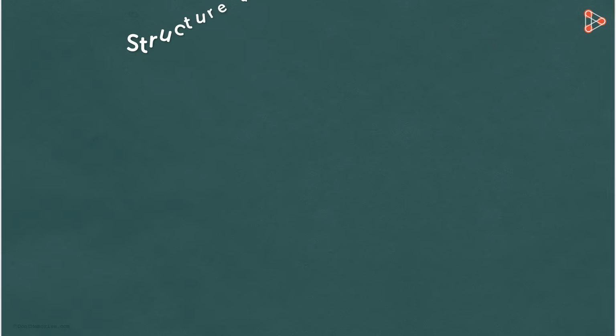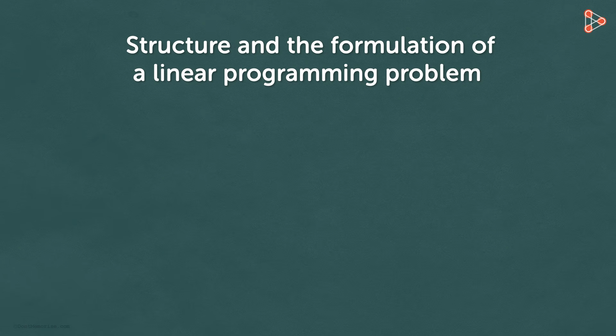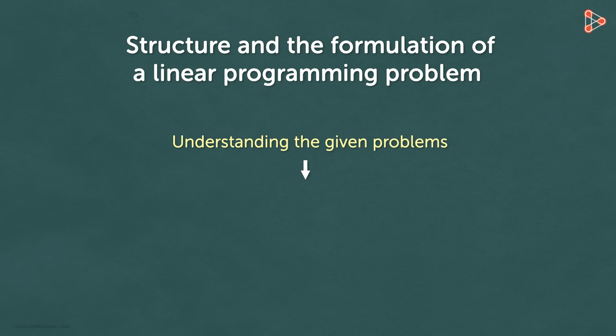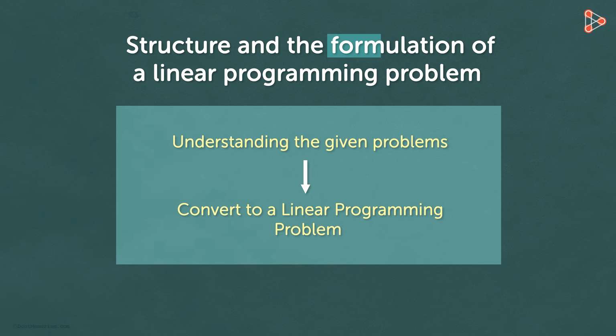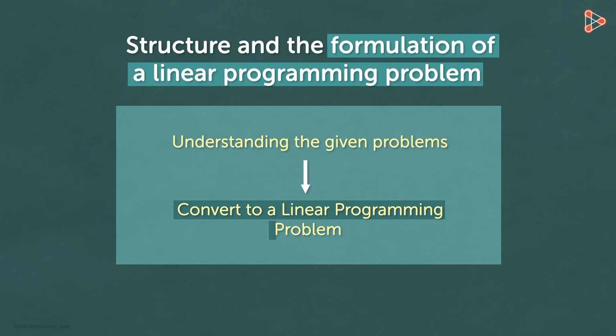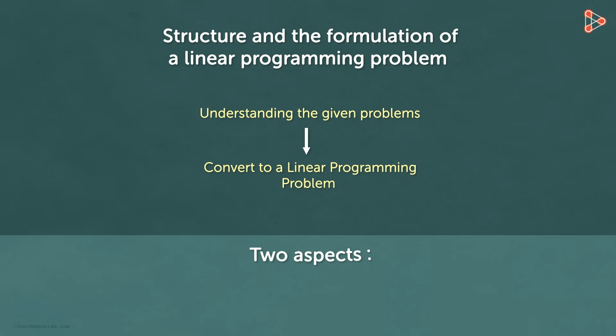Let's now focus on the structure and the formulation of a linear programming problem. We first need to understand the given problem and then identify the basic elements to convert it into a linear programming problem. This process is called the formulation of a linear programming problem. Understand it well. We first need to convert a given problem into a linear programming problem and then solve it. So there are two aspects here, the formulation part and then the solution part. Let's begin with the formulation of linear programming problems.